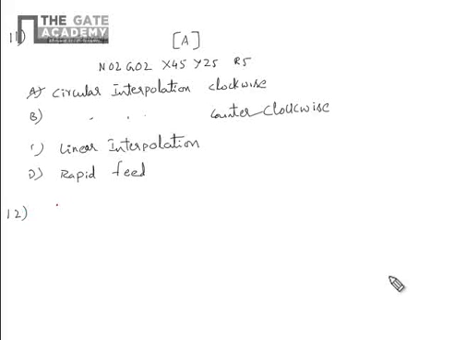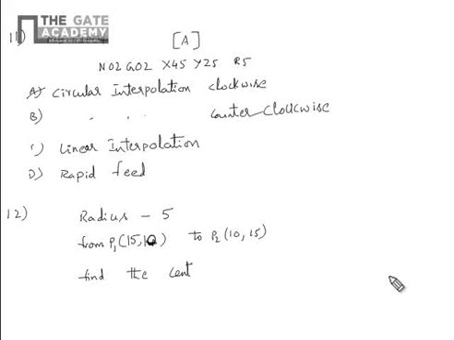In a 2D CAD package, a clockwise circular arc of radius 5 is specified, so he has given radius equal to 5, from starting point 5,4 to 15,10 to 10,15. The tool is moving from P1 to P2, 15,10 to 10,15. Find the center. You need to find the center.